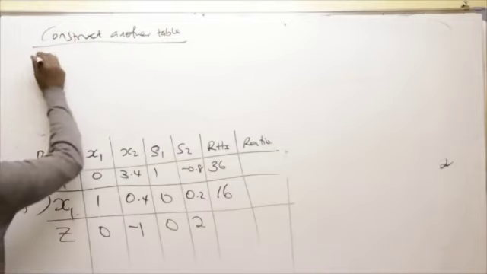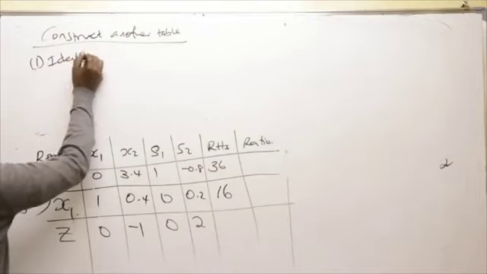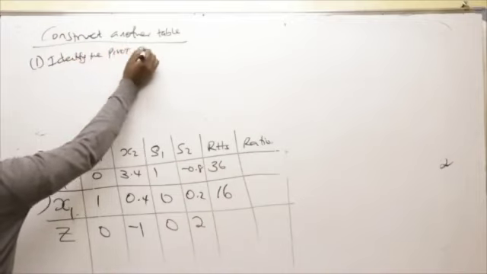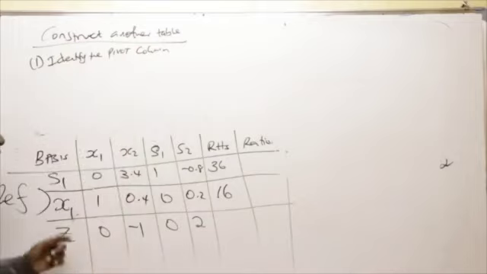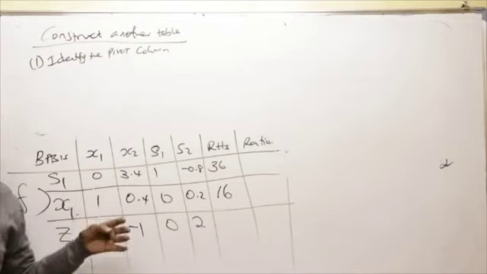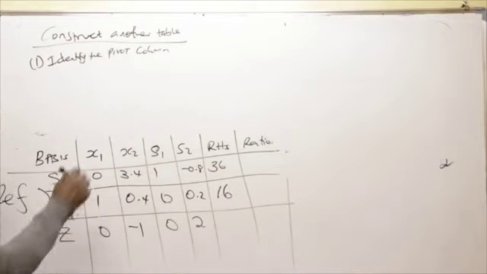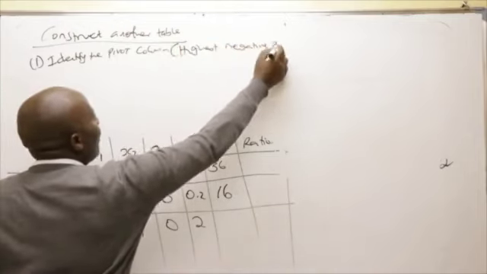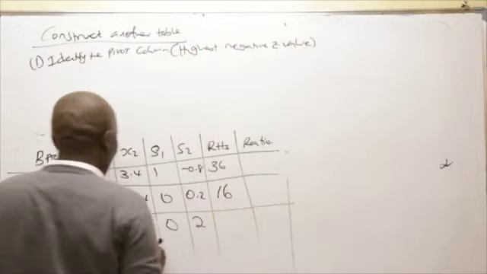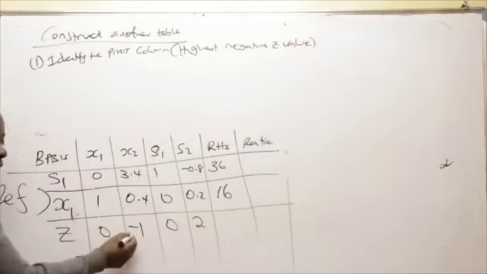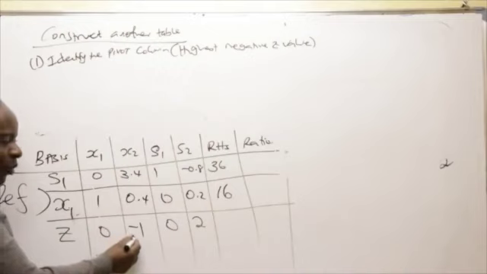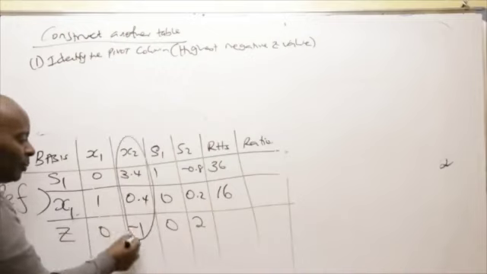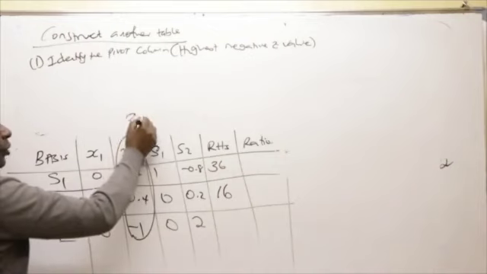So identify the pivot column. Can someone tell me, in this particular case, which column will be our pivot column? The one that has got the highest negative Z value. So the highest negative Z value, we have this one. Is there somebody who has an answer? No. So this should be my pivot column.